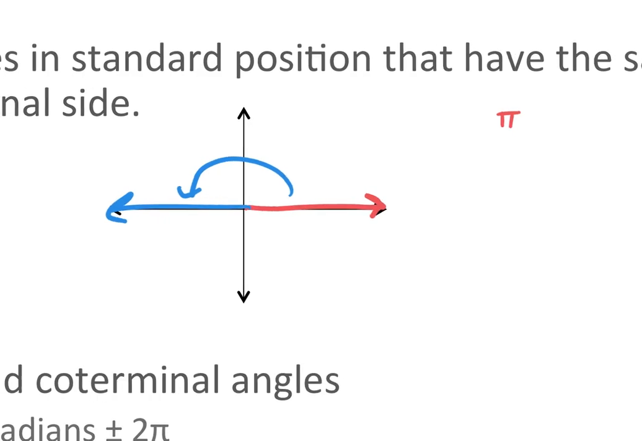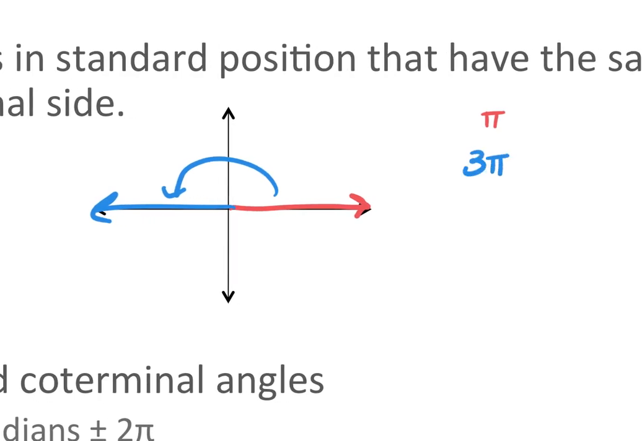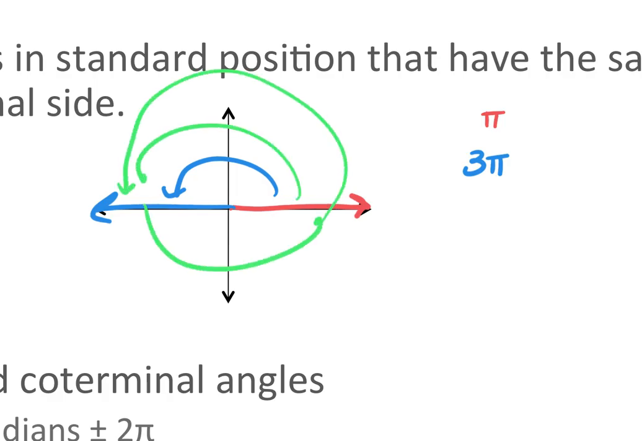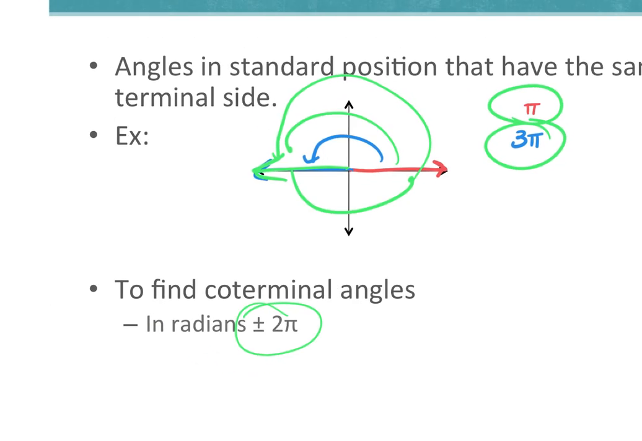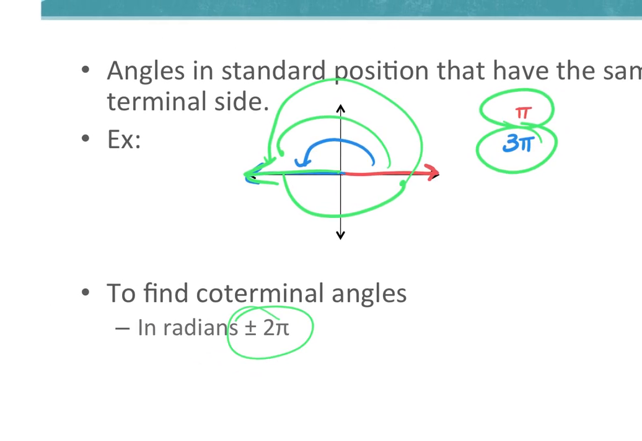Okay. But also 3 pi. Well, 3 pi means you're going, this would be 1 pi, this would be 2 pi, this, back around again, would be 3 pi. So pi and 3 pi are going to be called coterminal angles because they both start at the same spot and they end at the same spot. The way you find a coterminal angle in radians is we add or subtract 2 pi because we want to go one full revolution around your circle.